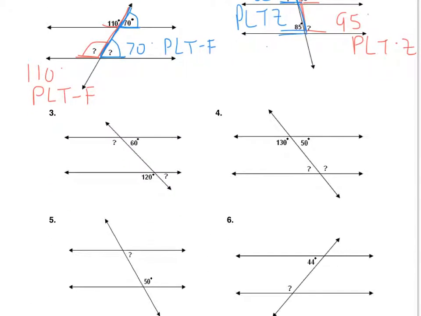In question 3, I now have 2 angles at the bottom, one known, one unknown. But because they're on the outside of my parallel lines, again, I'm going to use F. So this question mark is 60 because of PLTF. And then I can do a backwards F, and to find this question mark is 120 degrees because of PLTF.